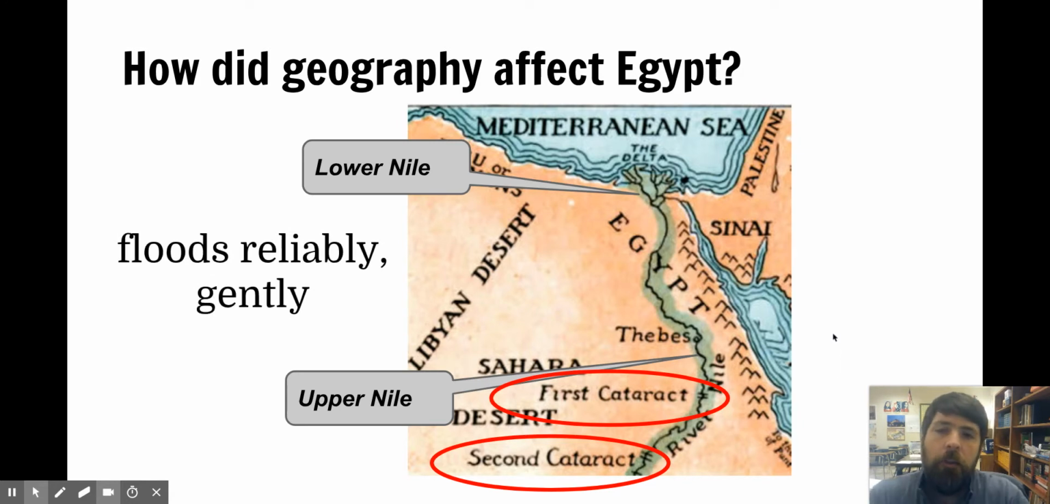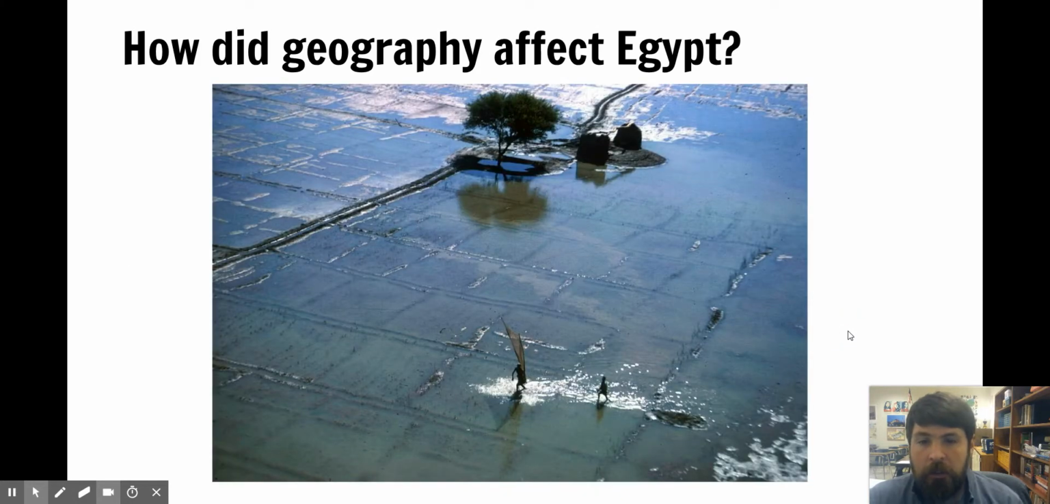An important thing to know about the Nile River, and a key difference between the Nile and the Tigris and Euphrates, is that it floods very reliably and very gently. The Tigris and the Euphrates rivers in Mesopotamia flooded wildly and unpredictably, and they created lots of destruction. And people who lived in Mesopotamia were afraid of the Tigris and Euphrates rivers, and they thought of them as like gods that were angry and would destroy them.